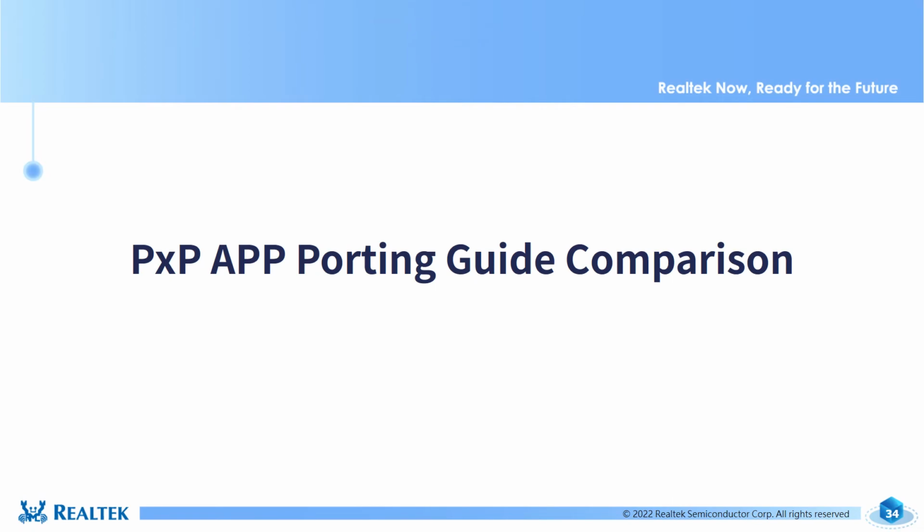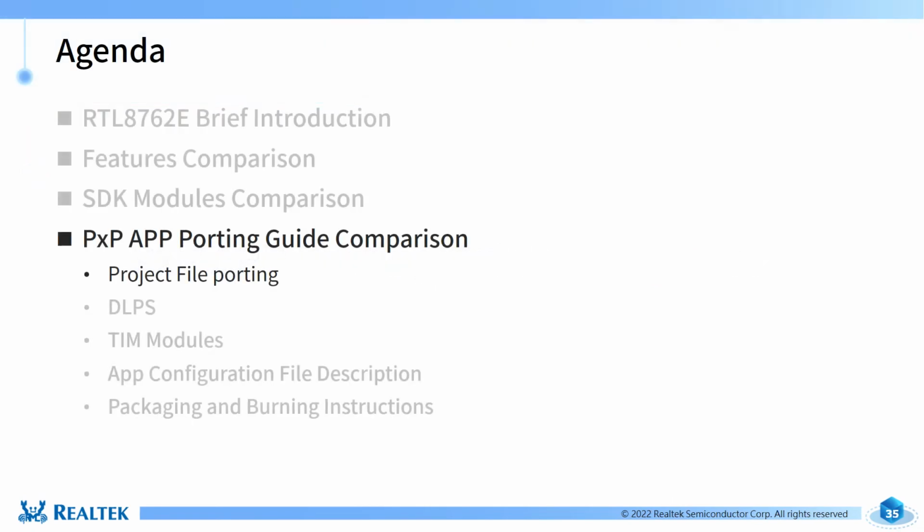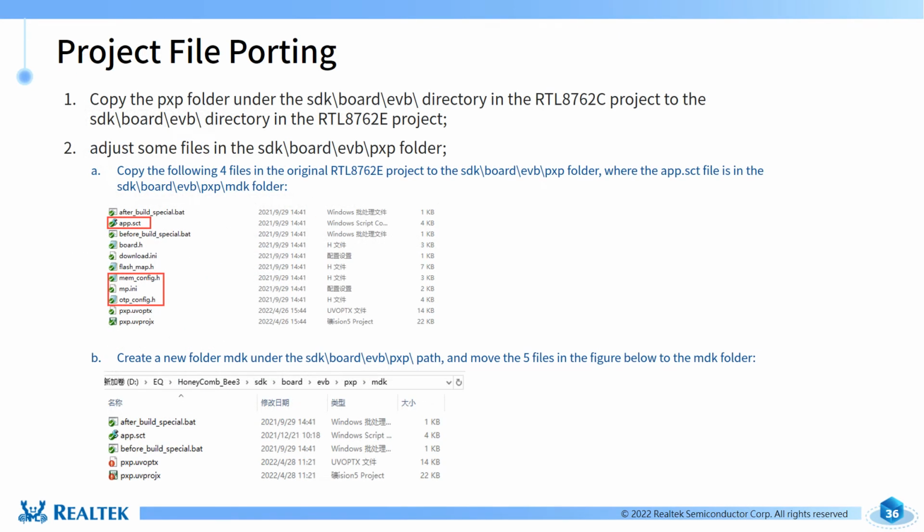The last chapter introduces the differences in the transplantation of the PxP project. This part is divided into 5 parts, namely project file transplantation, DLPS operation, timer, app configuration file, and instructions for packaging and burning. The first part of this chapter is an introduction to migrating project files. It is divided into 6 steps.